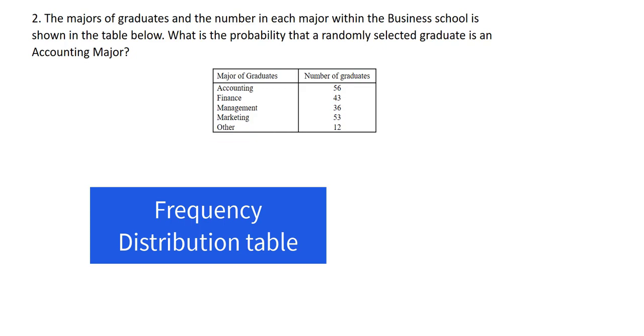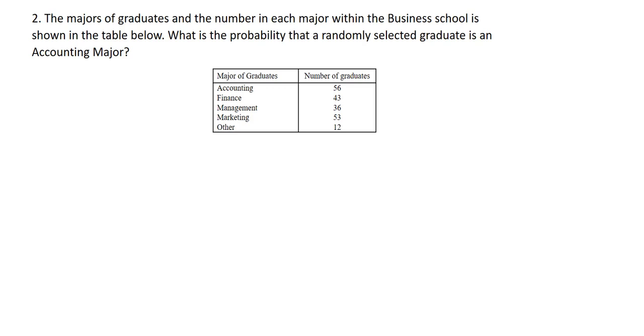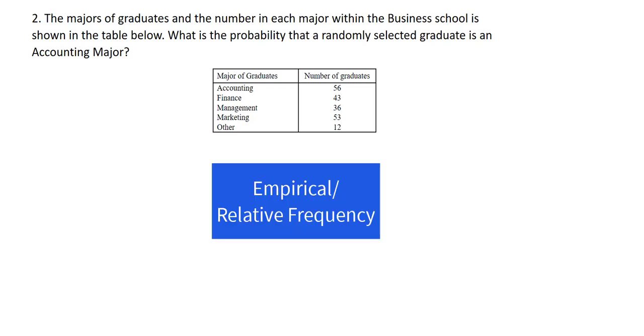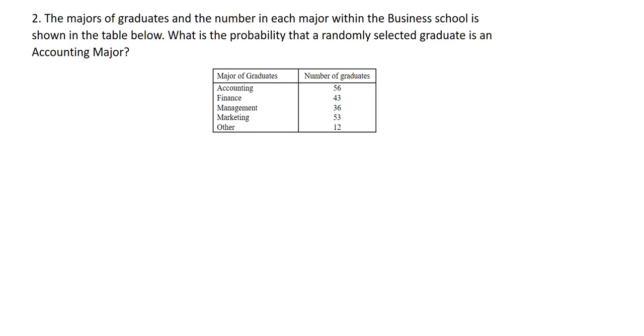So in computing our probability, we're going to be using the empirical approach because now we are using information from historical data. So to compute the probability, we are going to be looking at how many are accounting majors, which in this case is 56, and then the total number of all graduates that we have, which is 200 in this case. So our probability in this case becomes 0.28.